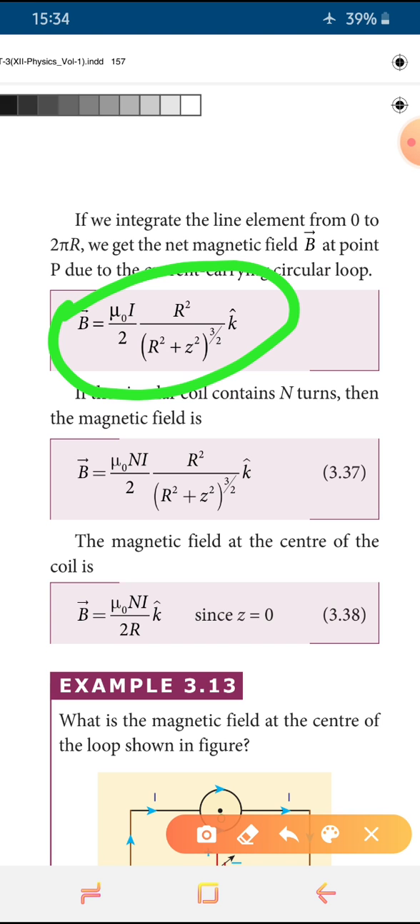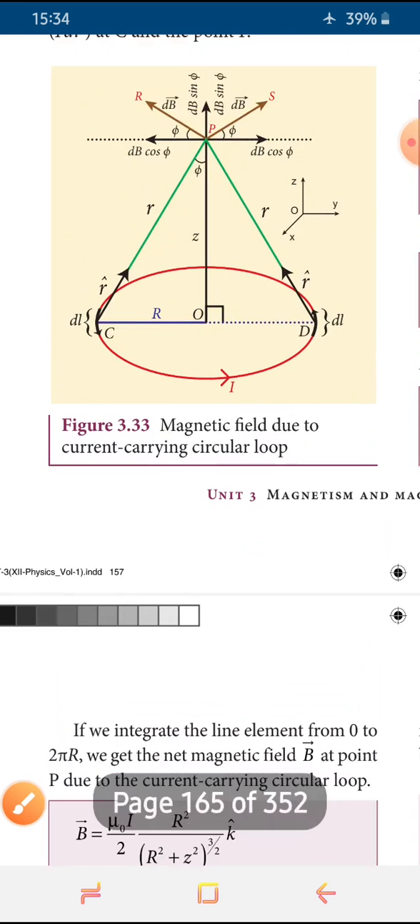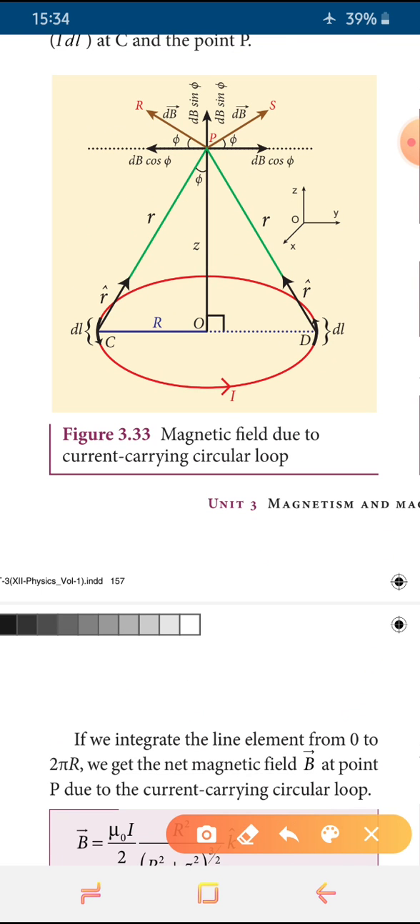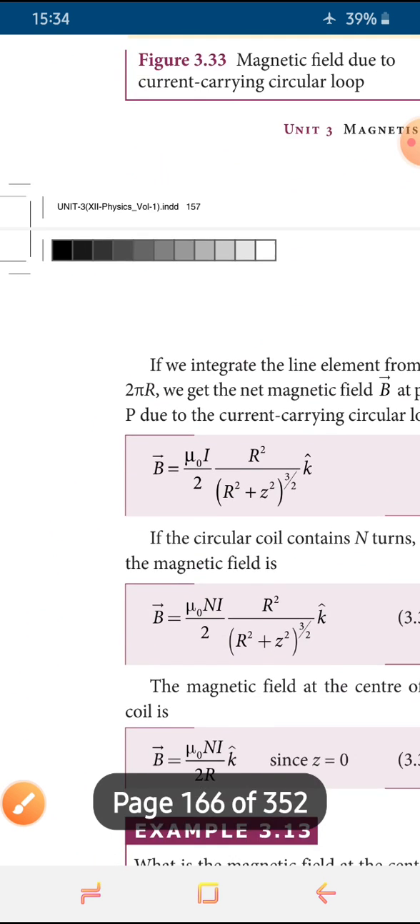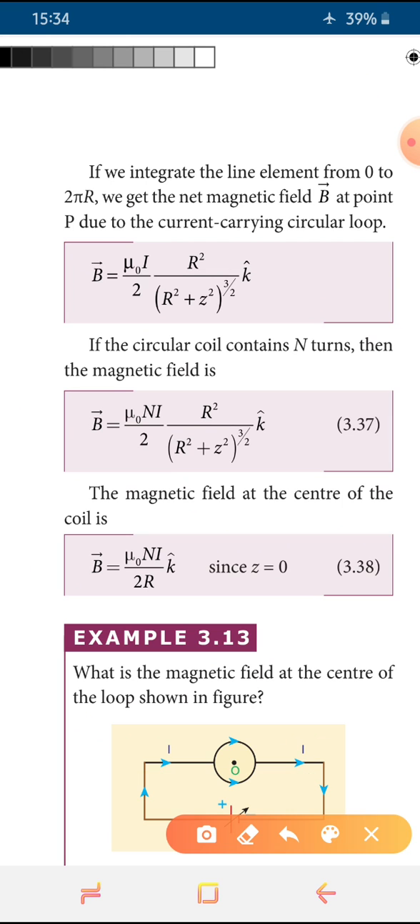Suppose we have a number of turns, like a motor. Here in this diagram only one single turn, red color, is given. For example, this second turn, then third turn, fourth turn, etc. If n number of turns are there, we can write the formula with capital N multiplied with this equation. N stands for the number of turns of the coil. So the equation can be written as mu naught N I divided by 2, R square divided by R square plus Z square, whole power 3 by 2, K cap.